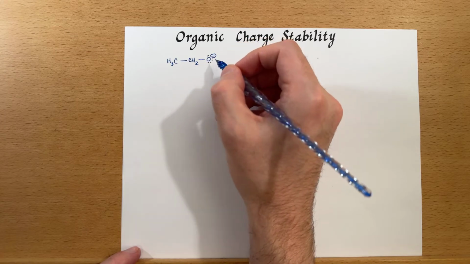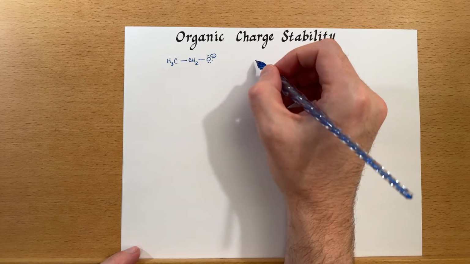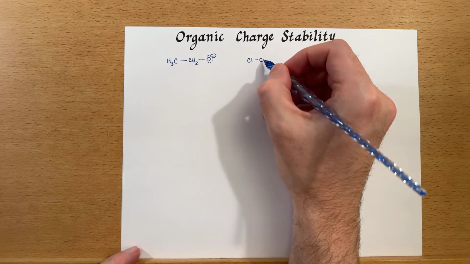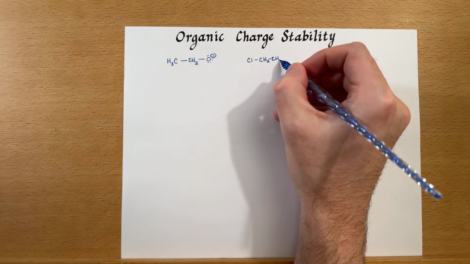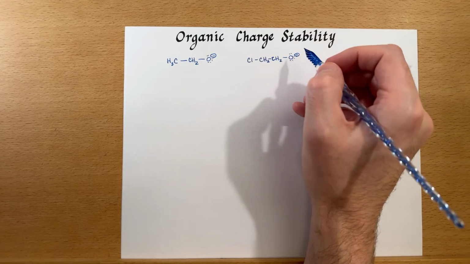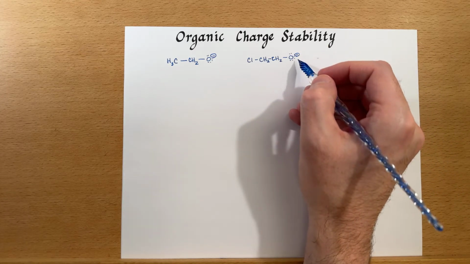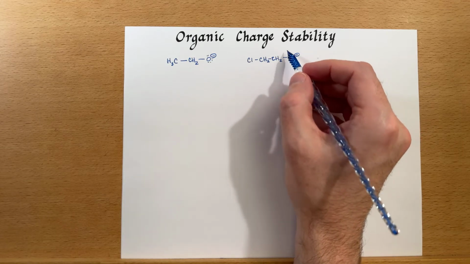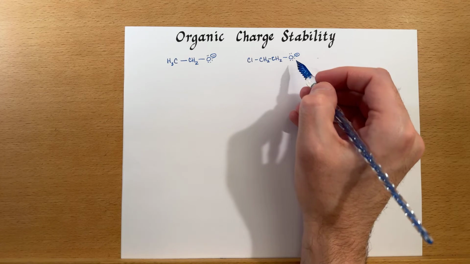So we have ethoxide here, and this is kind of a neutral situation, and we'll compare that with a chlorine added onto the chain. Now, when we add an electronegative atom onto the chain, this will have the effect of pulling electron density away from this charge. That will stabilize this negative charge.